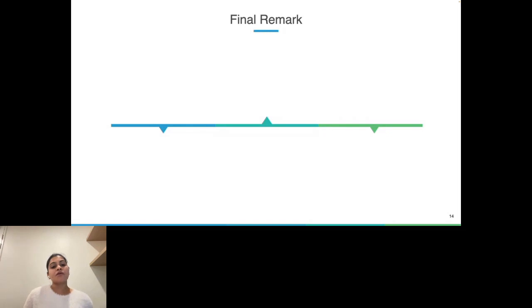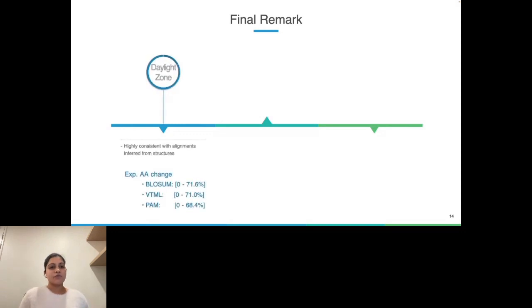In sum, we have performed a comprehensive analysis of the compatibility of alignments derived from sequences and structures of protein pairs. This analysis identifies the amount of sequence divergence between pairs and the safe operating ranges of sequence alignments. First region is the daylight zone of sequence relationship. Here, the alignments agree closely with each other.